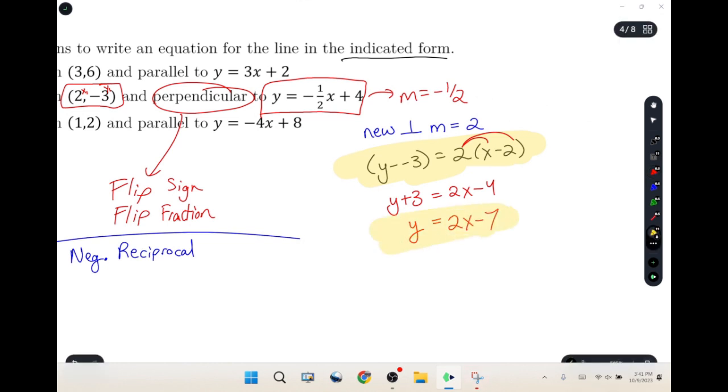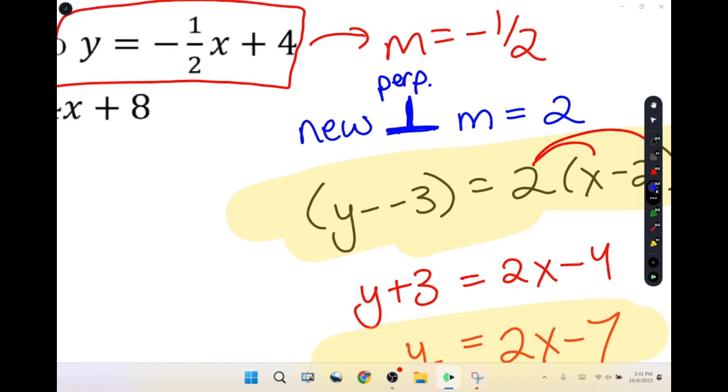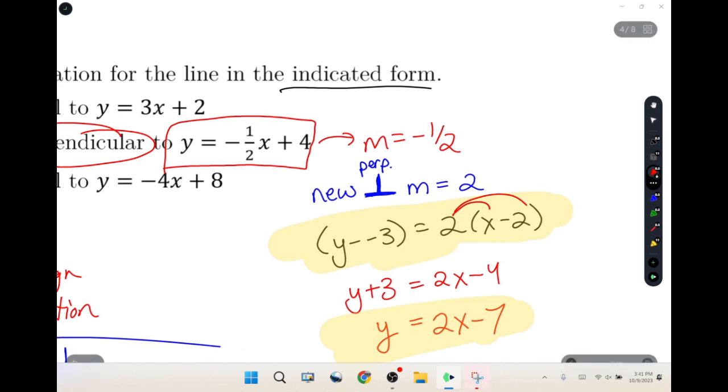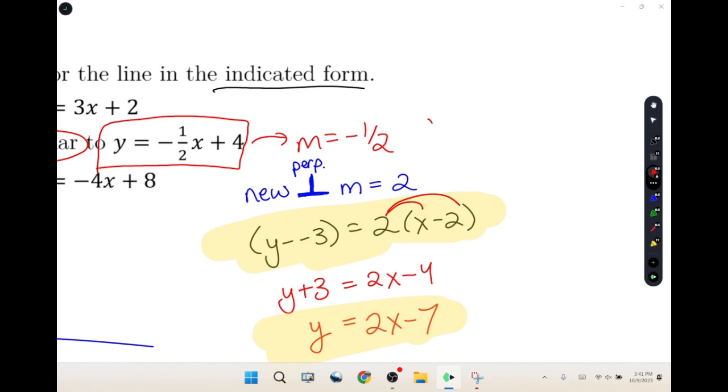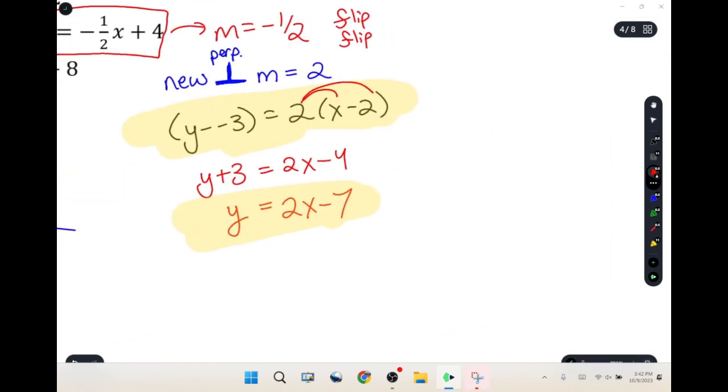Wait, what happened with the new one? Like, is that a 1 right there in front of the m on the blue? No, that is the symbol for perpendicular. So this is saying your new perpendicular slope. Your new perpendicular slope was flip the fraction, flip the sign. So it became positive when it was negative. It became 2 when it was 1/2. Flip. The names of these matter because you want to answer in the right format. What's the name of this thing? And what's the name of this thing?